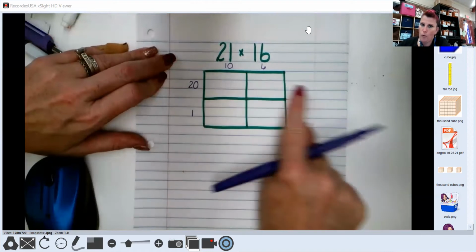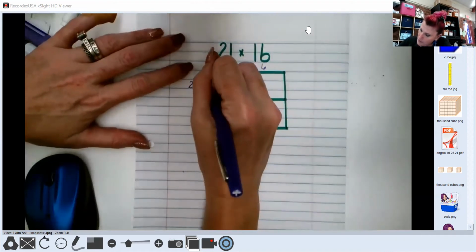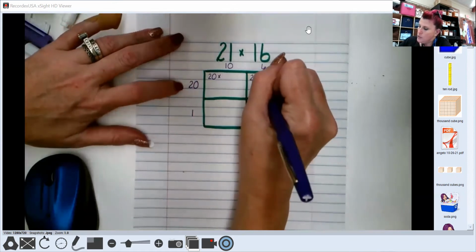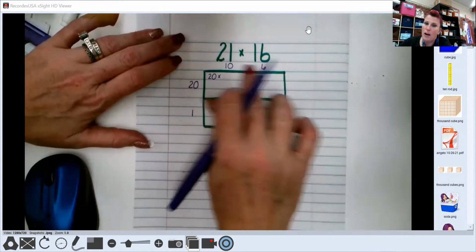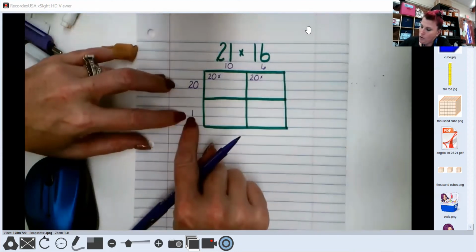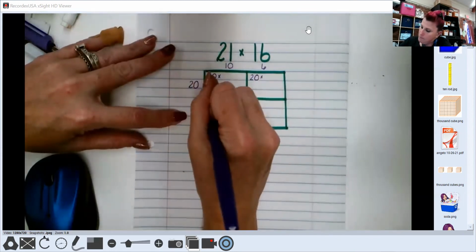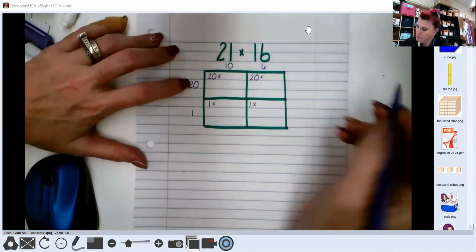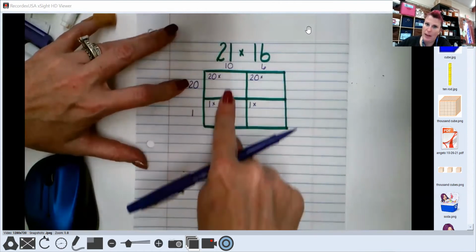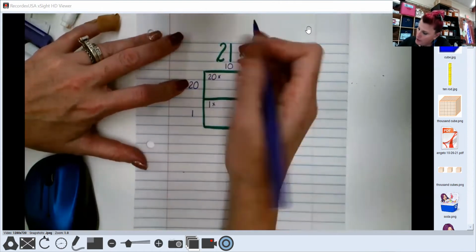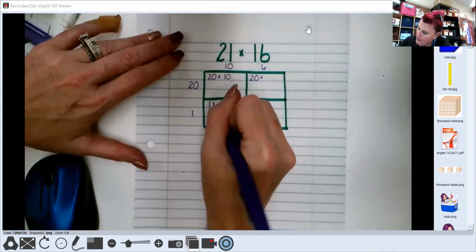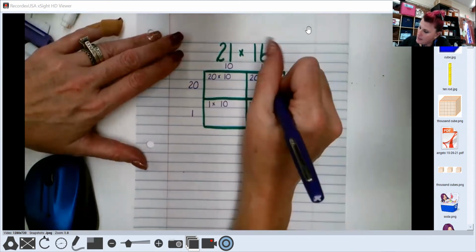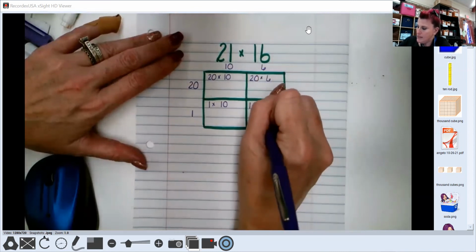Now I'm going to go across, and I'm going to put 20 times and 20 times, because I need to apply this 20 to both of these pieces. And then I'm going to go across here, 1 times, 1 times. Now I go down and I put that factor in both. So 10 and 10. And then I go down and I put this factor in both, 6 and 6.